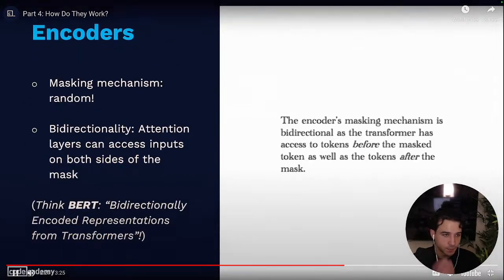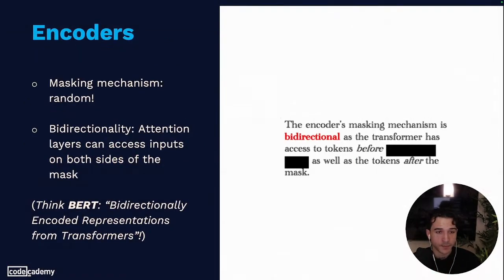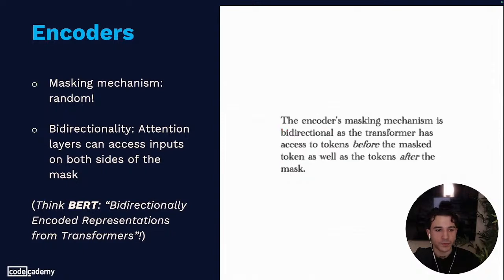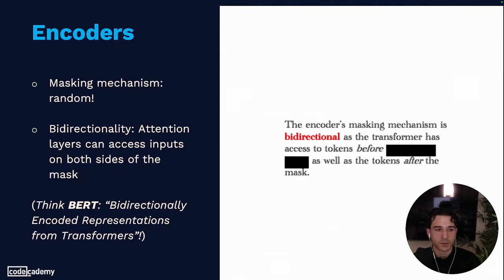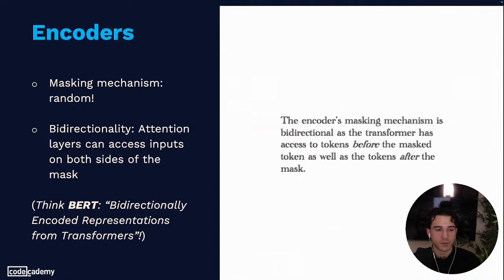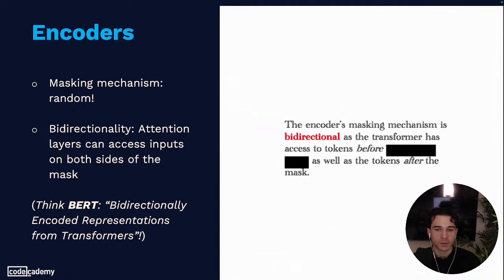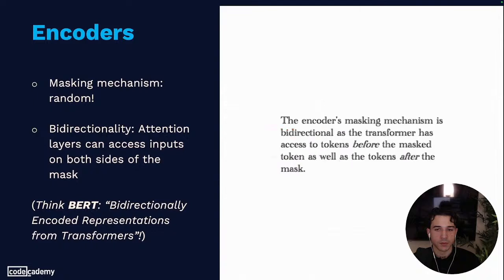Encoders randomly mask parts of the input sequence in a chunk of text given to them and train the model to predict those parts. This makes them great at tasks that require an understanding of the entire sentence. Attention layers can access inputs on both sides of a random mask. These transformers thus have bidirectionality, i.e. the ability to move to either side of the sequence that they're trying to predict. This is how an encoder-only model like BERT got its name. BERT stands for Bidirectional Encoder Representations from Transformers.